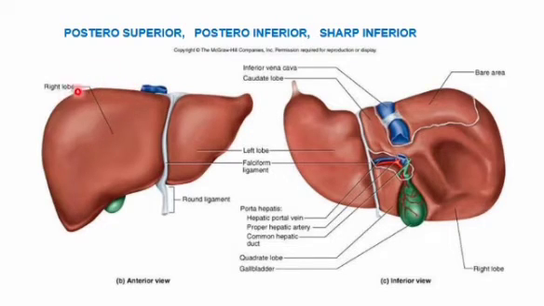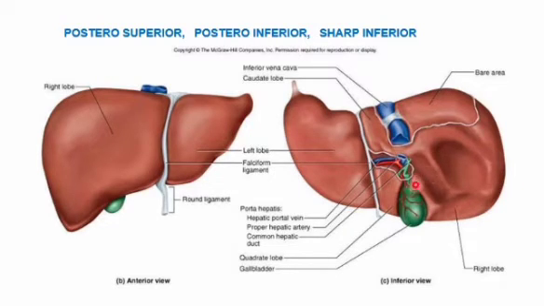Postero-superior border of the liver. So it separates the anterior surface from the posterior surface. Whereas if you see, this line is nothing but the postero-inferior border. This postero-inferior border is separating the posterior surface from the visceral surface, or inferior surface, we can call it.